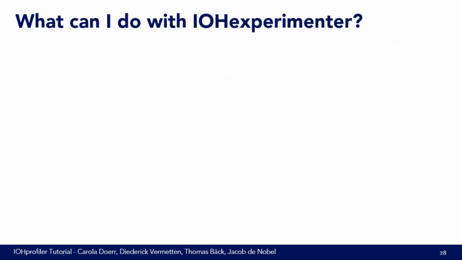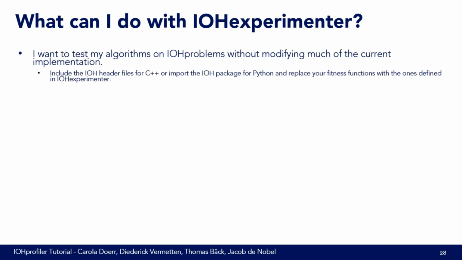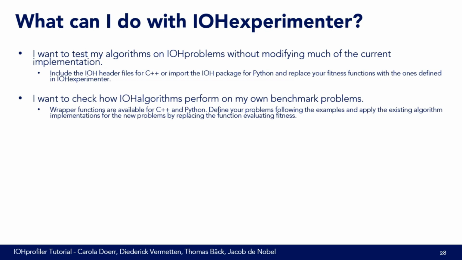So a few examples of things that you can do with IOH Experimenter. If you want to test algorithms on problems that we have without modifying much of your implementation, then you can just import our package, replace your fitness function with the one that you want to use, attach a logger to it, and run. If you want to know how the algorithms that we provide perform on your own benchmark problems, then same thing basically. Just wrap your own problems with the logging functionality and give it to the algorithm that you want to try, and that will work out of the box.